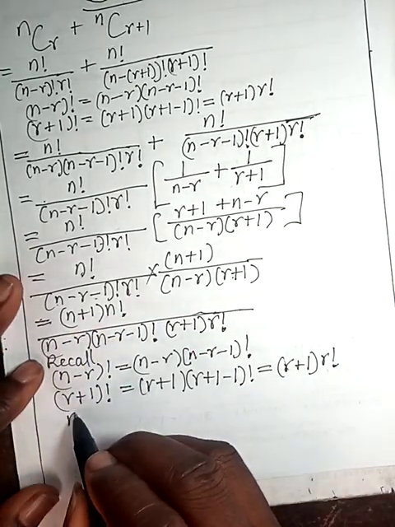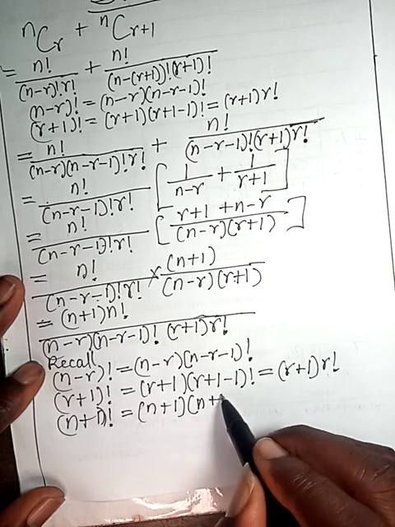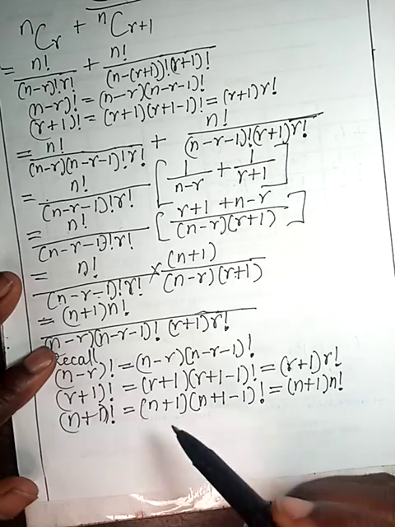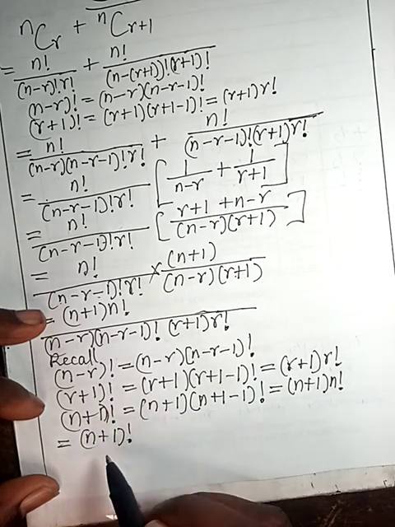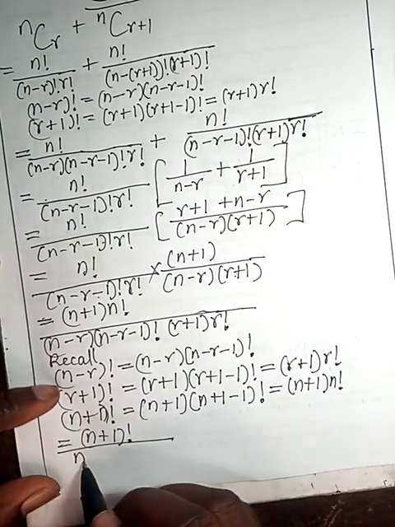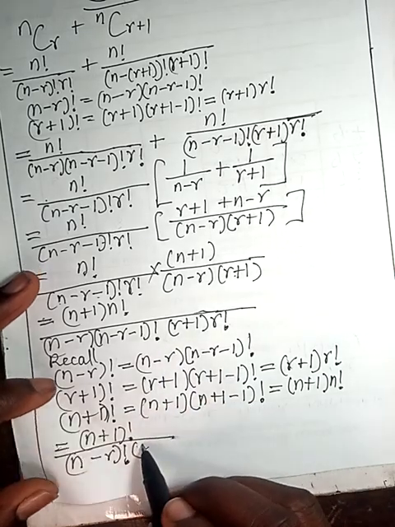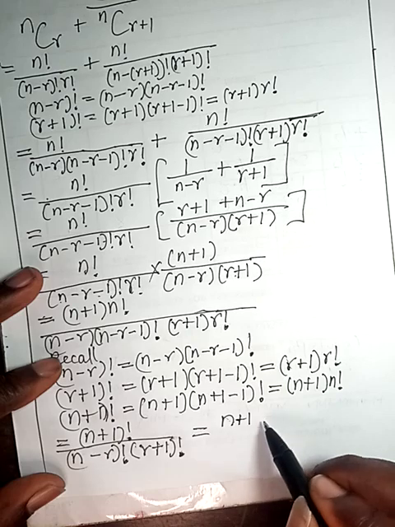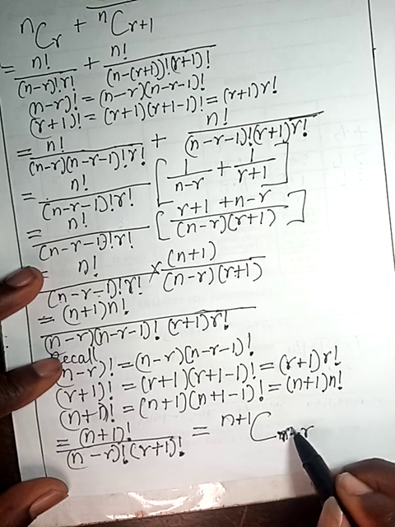And also the numerator, N plus 1 factorial, can be written as N plus 1 into N plus 1 minus 1 factorial. This will give me N plus 1 into N factorial. Now, replacing the numerator with this, N plus 1 factorial all over, and then this I'll replace with N minus R factorial. That's the whole of this. Now this will be replaced with R plus 1 factorial, and then this is the same thing as N plus 1 combination R plus 1.